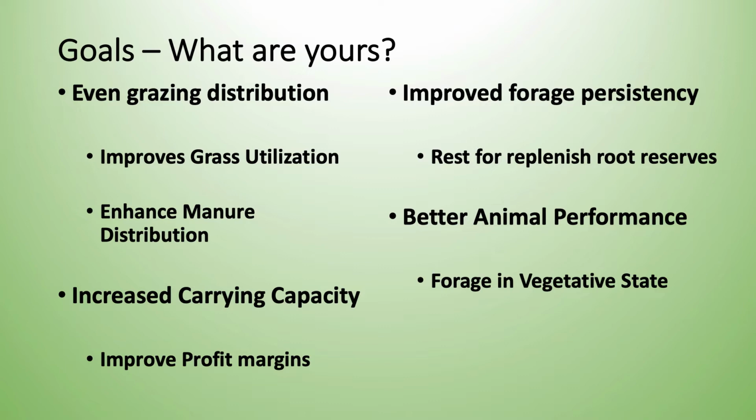Improving profit margins, right? Improving the persistency of the forages that we have on our operation. Allowing forages to rest. That's one of the biggest benefits we get out of a rotational grazing system, is that rest period, so that our plants can replenish their root reserves. We saw the examples of different root systems yesterday when Dr. Smith was talking about those. Better animal performance, right, and especially when we think about the ability to have a better forage product there. And it allows us to keep that forage in a vegetative state, right?